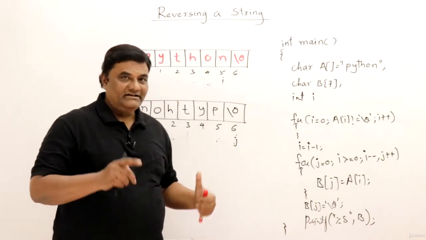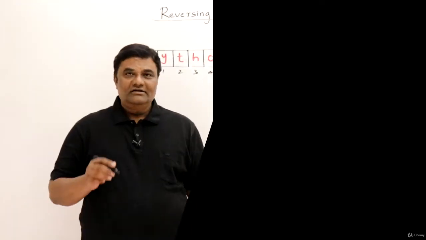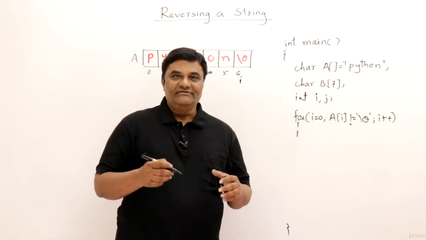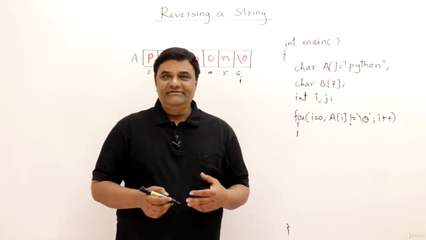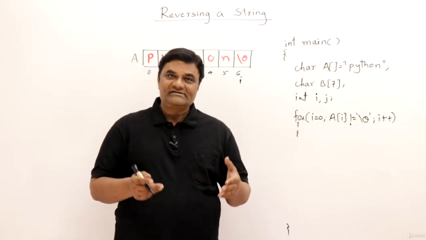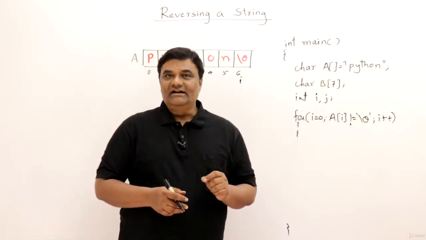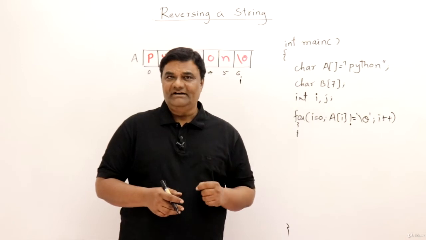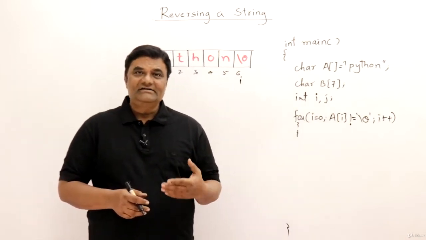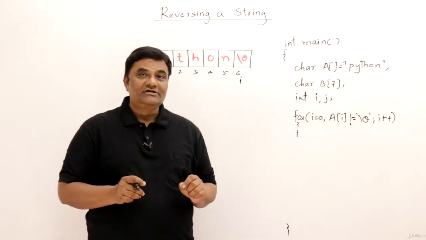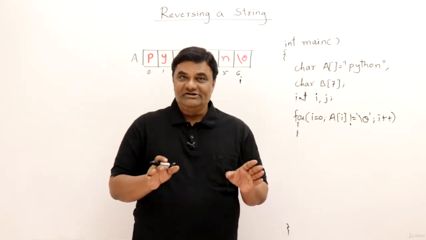I'll remove this and explain it to you. Now let us look at the second method for reversing a string. In this method, we don't require any extra array. The same string we will modify. And one more thing you should know: in some C++ compilers, that is, the recent, latest compilers, strings are not mutable. They cannot be changed.